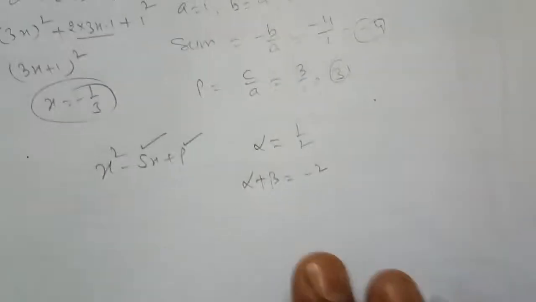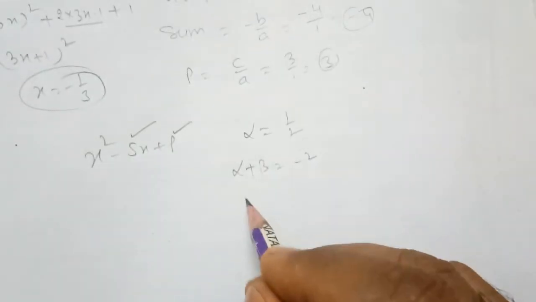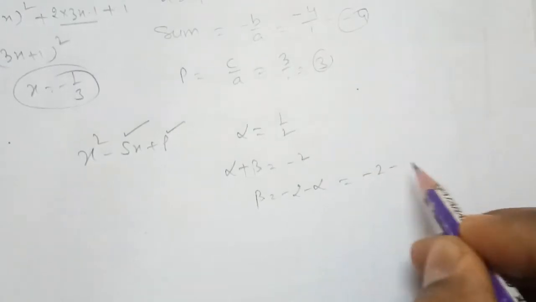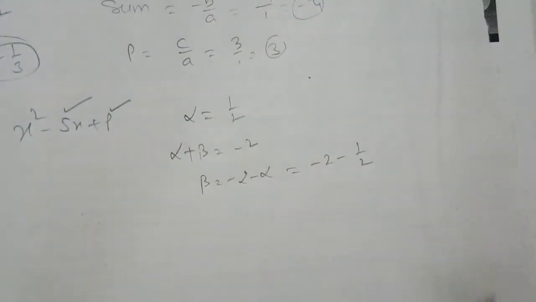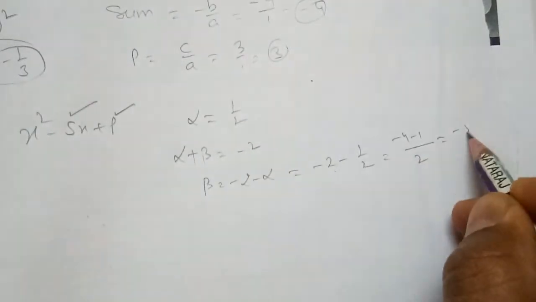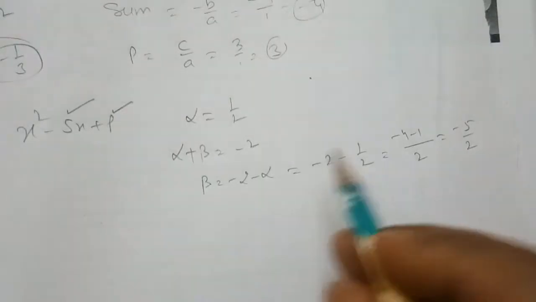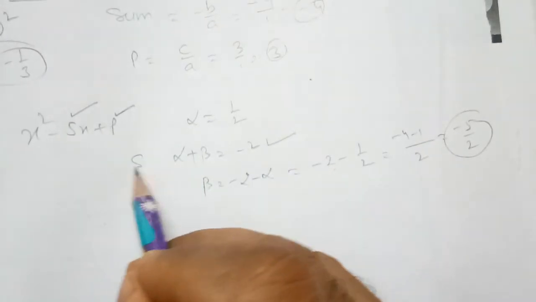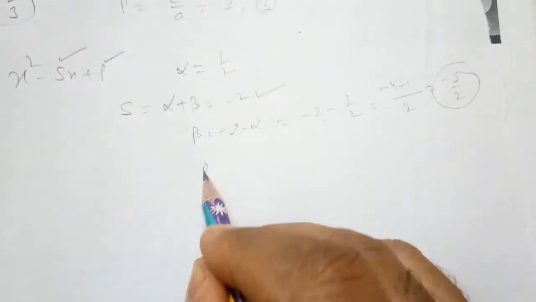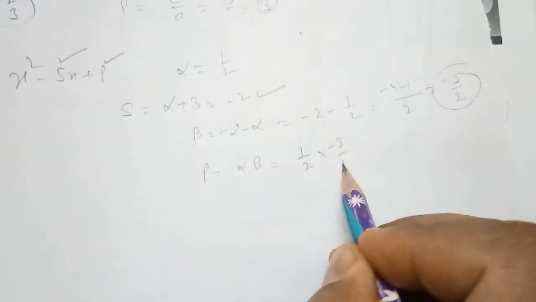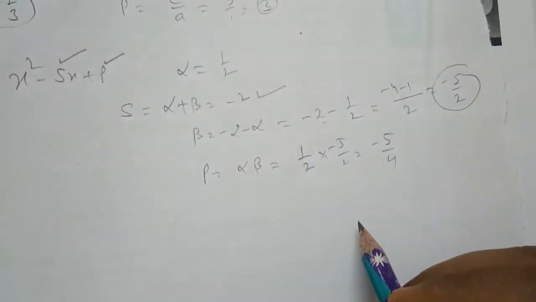So when we substitute the value here, beta will be equal to minus 2 minus alpha, which is minus 2 minus 1 by 2. So when we take LCM 2, minus 4 minus 1 equals minus 5 by 2. So this is the second zero. Now sum of zeros is already given, which is minus 2, means this is s, and product of zeros we have to find out. Product is alpha beta. Product of zeros, alpha is 1 by 2 and beta is minus 5 by 2, which equals minus 5 by 4. So this is the product of zeros and this is the sum of zeros.